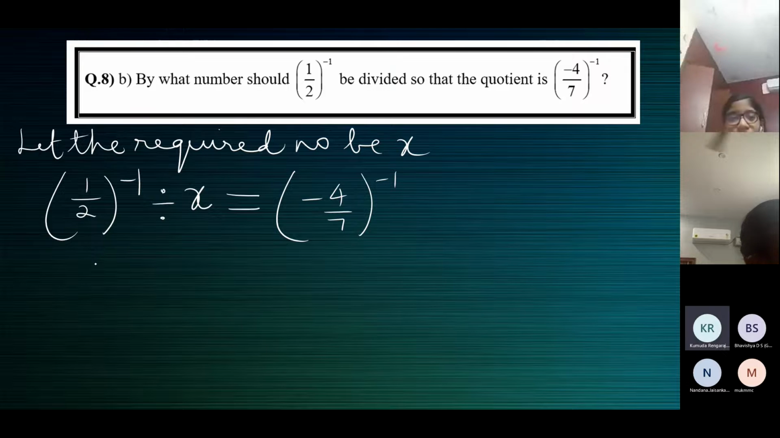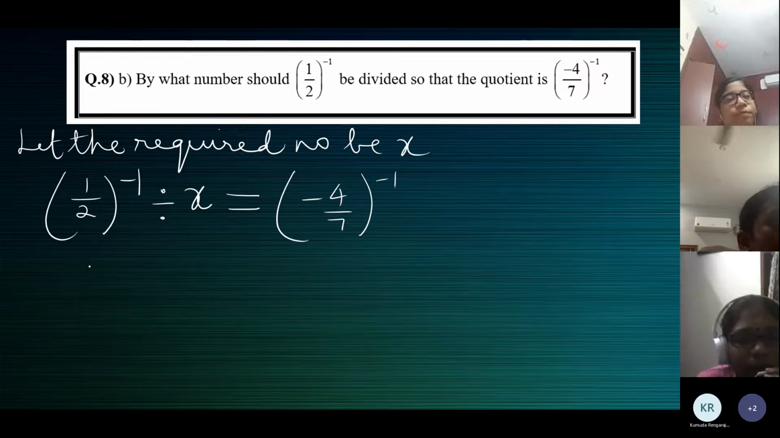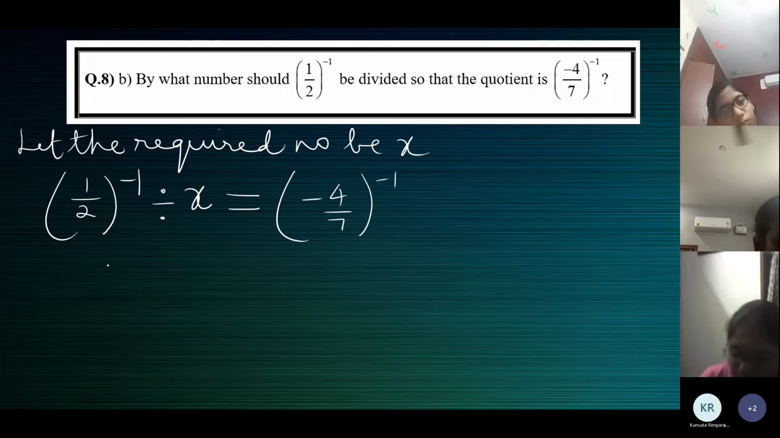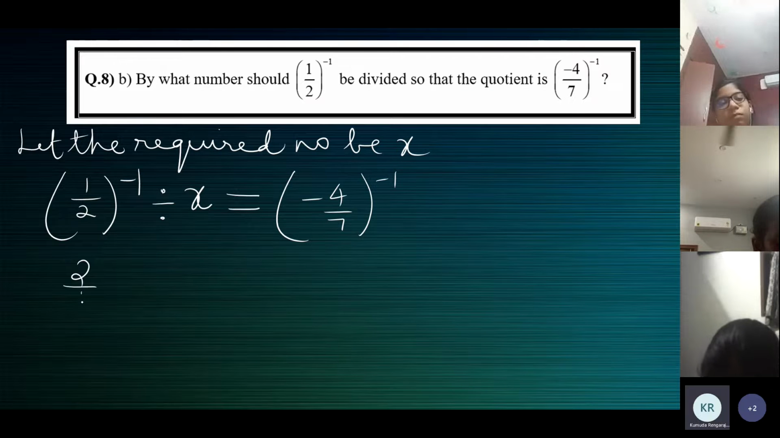So what is 1 by 2 to the power minus 1? What is the other way of writing 1 by 2 to the power minus 1? 2 by 1 raised to the power 1, which is nothing but 2. The reciprocal of 1 by 2 is 2 by 1.